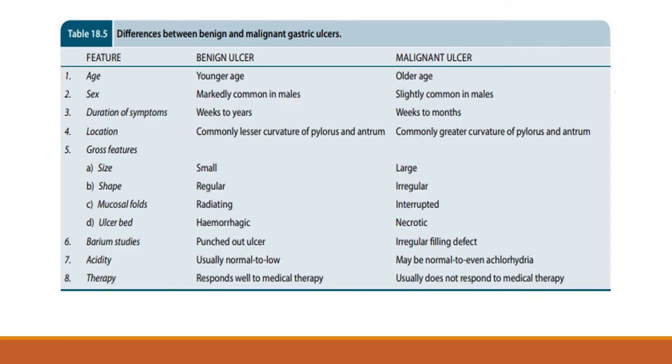So let us see the difference between the benign and malignant gastric ulcers. Benign ulcer occurs in the younger age group and malignant ulcer occurs in the older age group. Males are more commonly affected. In benign ulcer there is a longer duration of symptoms, here is the shorter duration of symptoms. Commonly benign ulcer affects the lesser curvature of the pylorus and antrum, but malignant ulcer commonly occurs in the greater curvature of pylorus and antrum.